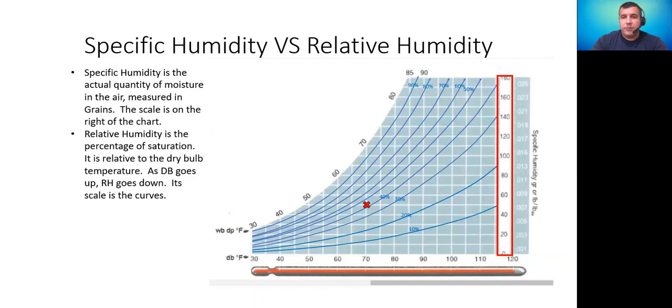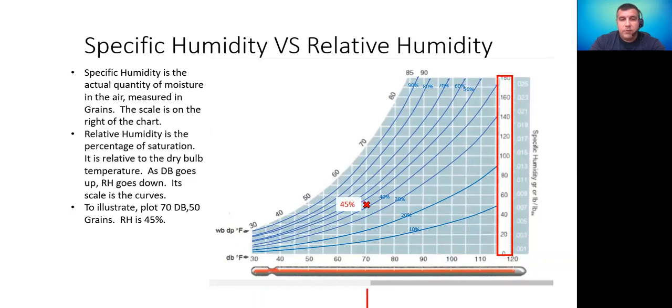Think about what happens if that X in the middle of our chart moves to the right. It doesn't go up or down, it just moves to the right. Where would it intersect? It would intersect with a lower relative humidity curve. So let's illustrate this. We're going to plot 70-degree dry bulb, 50 grains. What is our relative humidity? Well, we see it is somewhere there between 40 and 50%. It's actually 45%. This is our operating point, the red X on the chart.